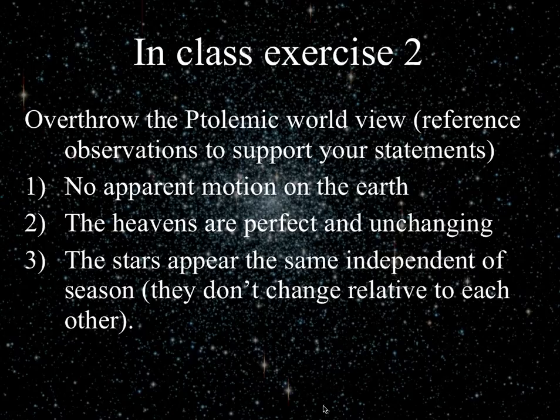So to remind you, we have these three views that Ptolemy used to show that the Earth is at the center of the solar system. The three points are: there's no apparent motion on the Earth, the heavens are perfect and unchanging, and stars appear the same independent of season. They don't change relative to each other. So I want you to think about that. If you don't have answers right away, that's fine. But the idea is that you could use this to facilitate your understanding of the chapter as well as discussion topics.